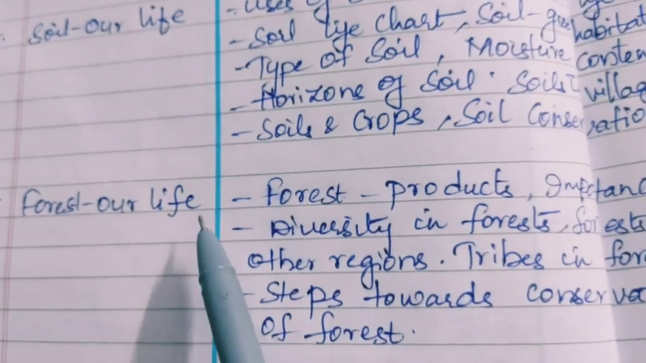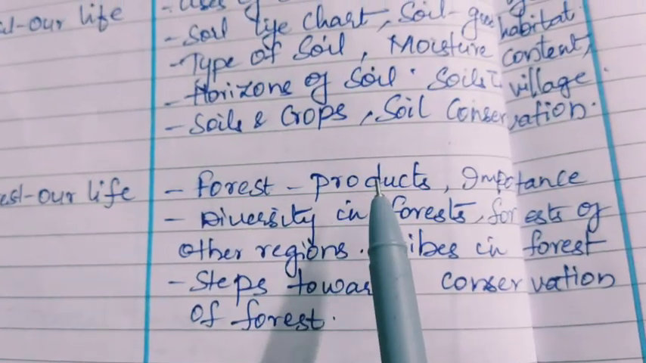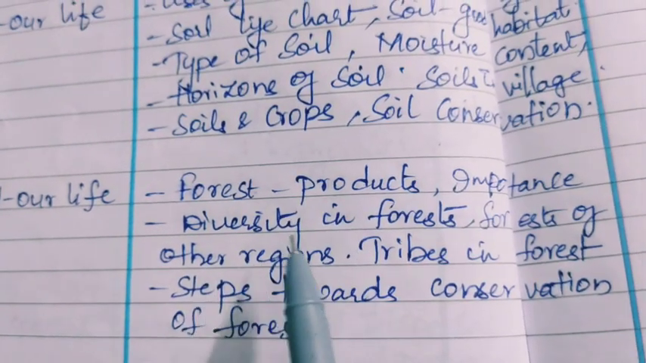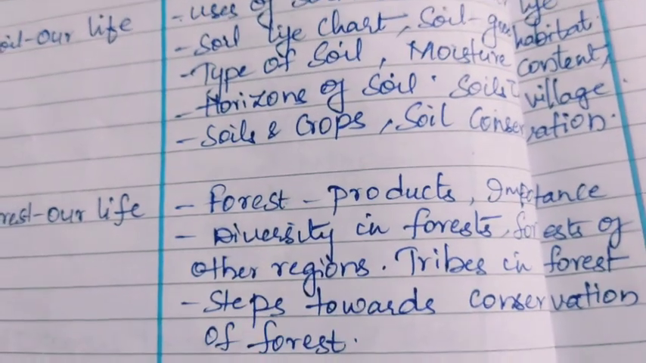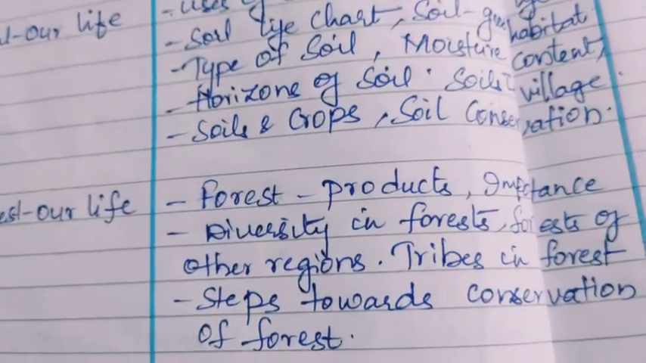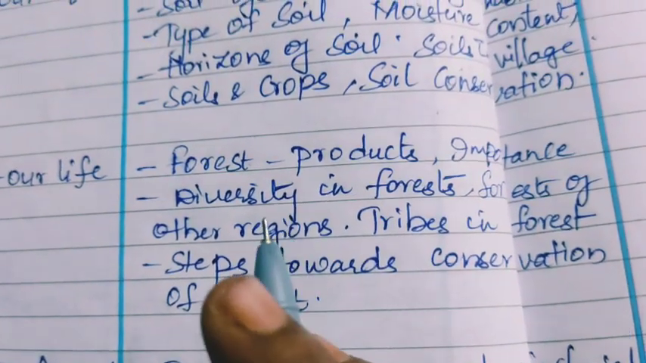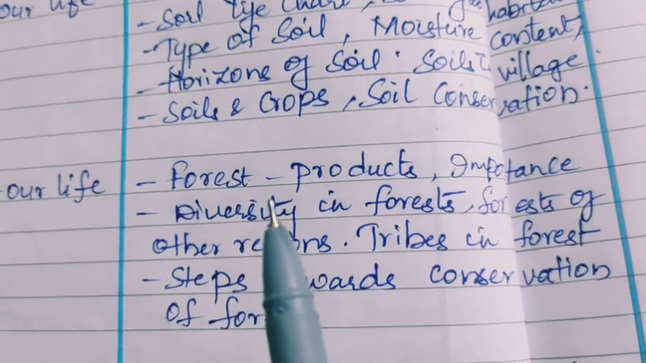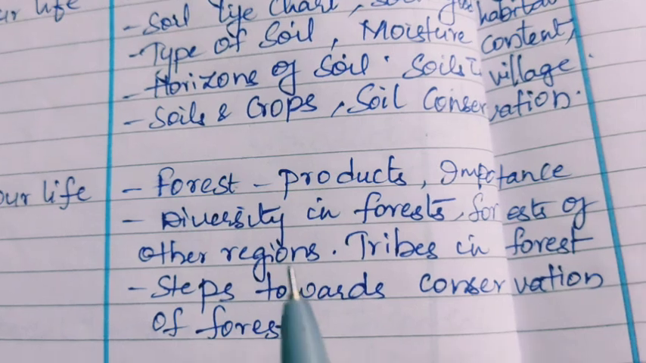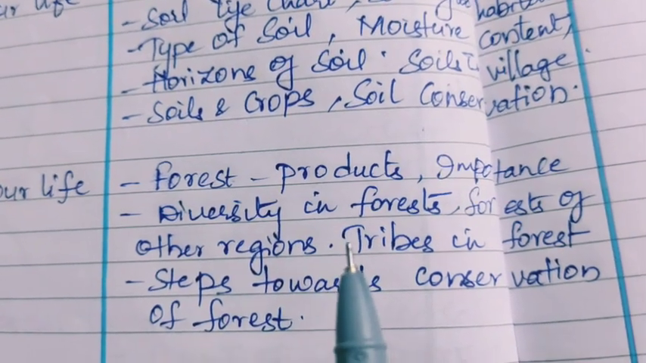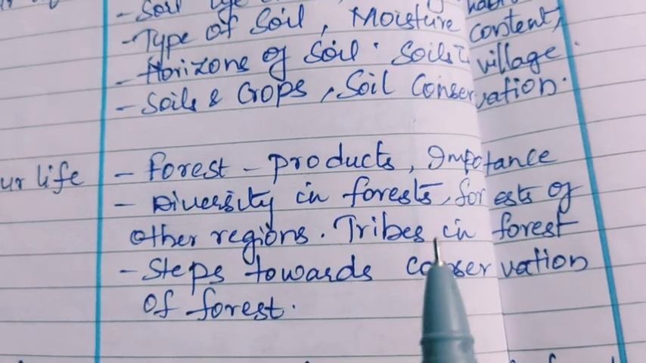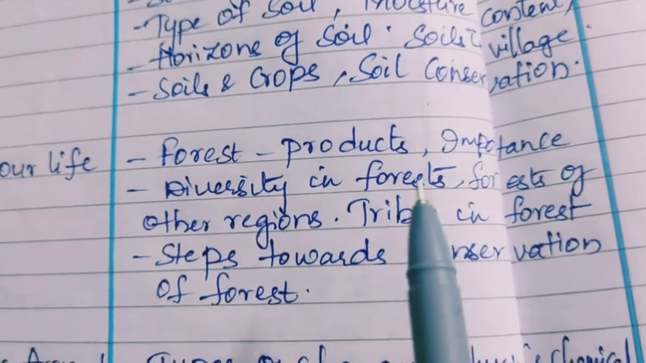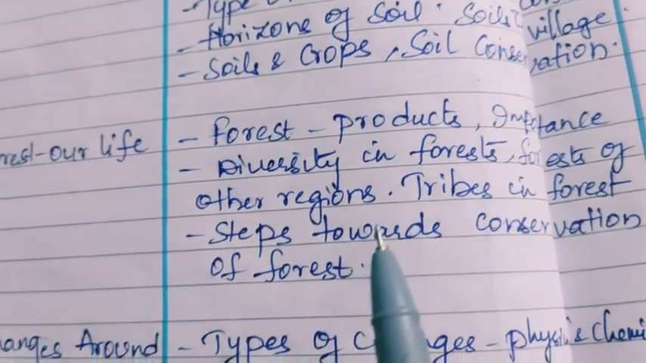Next, in forest, our life: the forest and the products obtained from the forest, the importance of the forest products, diversity in forests and other regions, and why forests are called the lungs of our earth. Forests provide us plenty of oxygen and they take harmful gases and carbon dioxide from the environment. And the different tribes living in the forest, Chenchus, Koyas, their lifestyle and how they are conserving the forest. Steps towards conservation of forest.